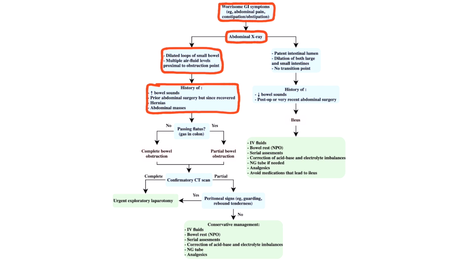Next, one should examine the X-ray and determine if there is gas present in the colon, or ask the patient if they have been passing flatus. If no gas is present and or the patient has not been passing flatus, then this is most likely a complete small bowel obstruction. If there is gas present and the patient has been passing flatus, then it is most likely a partial small bowel obstruction. However, a CT scan is needed to make a definitive diagnosis.